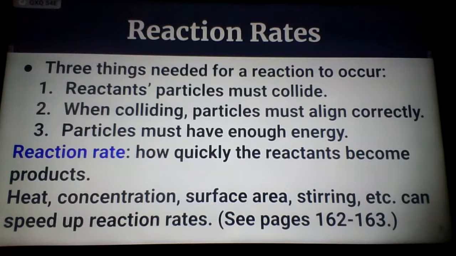When we stir, we're adding kinetic energy. So we're getting those particles on the reactant side to bang into each other much more and even faster, and that can cause a drastic change and increase in the rate. And there are other things you see on pages 162 and 163 that can help determine how fast a reaction occurs. But remember, these three things are needed. The reactant particles must collide, they must collide just right, and they need enough energy, and that will affect their reaction rate. Ready?